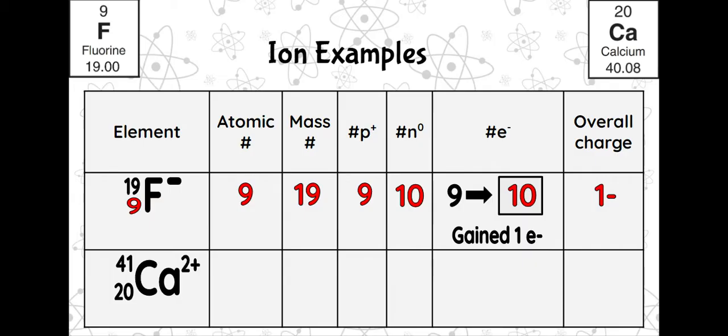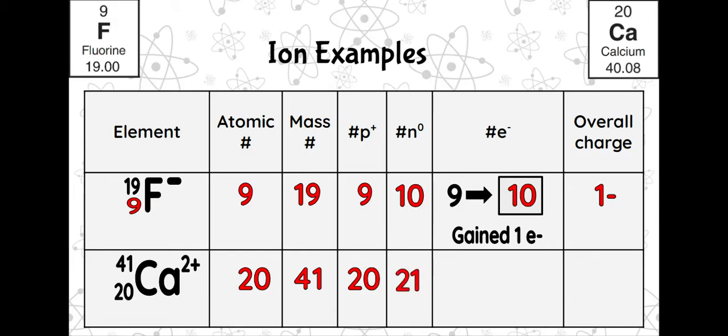Okay. The next one, we've got the isotopic notations complete. We know the atomic number is 20. It's the bottom left number. We know the mass number is 41. It's the top left number. We know that the protons are equal to the atomic number. To find the neutrons, we take the mass number, we subtract out the number of protons, or the atomic number, and that's 21.